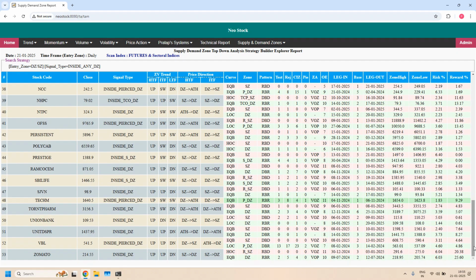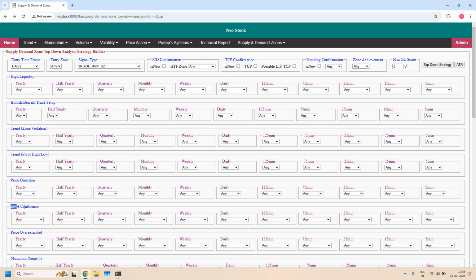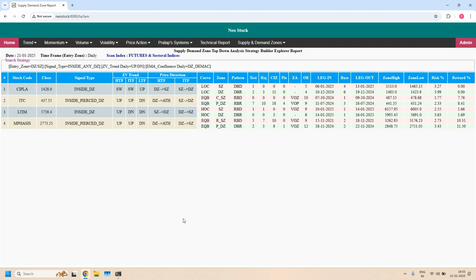So this is about price closed inside the demand zone, but we can further filter this list based on the daily EMA confluence. So let us add the filter: daily demand zone having daily EMA confluence, and the trend at daily time frame should not be sideways, it can be up or down. Let's filter. See, from 53, now the list has come down to only 4 stocks.